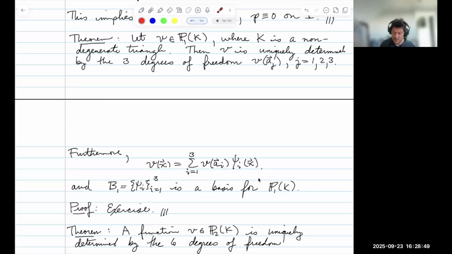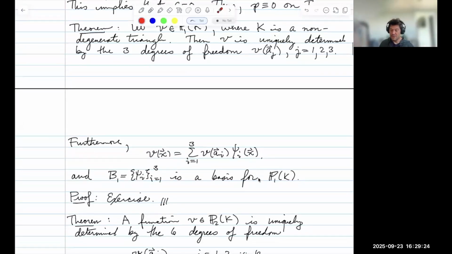If this is true, then it only takes one more step to show linear independence. This is the spanning property for bases. There's only one more little step to show that B1, the collection of these 3 local Lagrange nodal basis functions, is a basis, but only a basis for that local polynomial space P1 over K. So how would I show that that's the case?